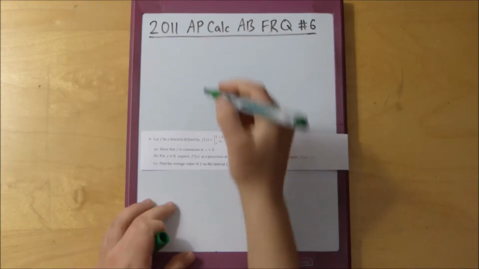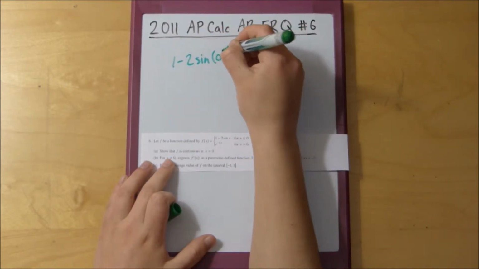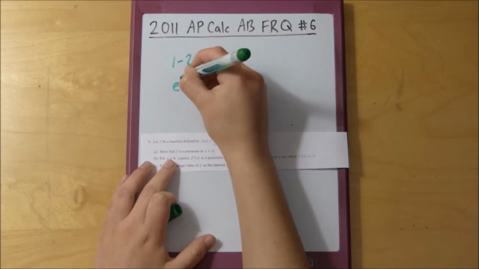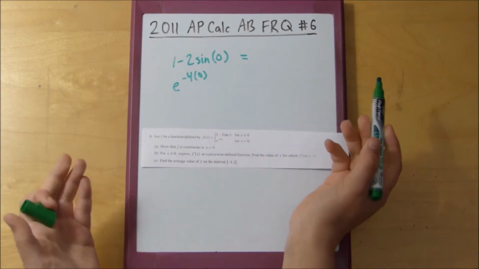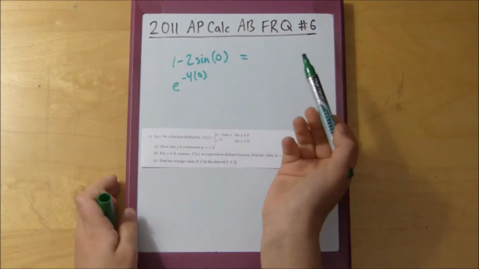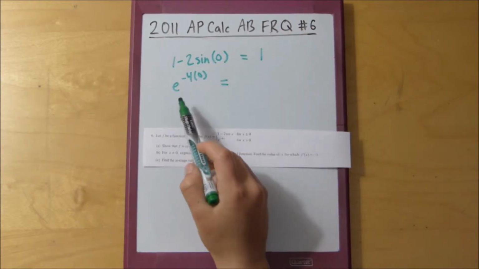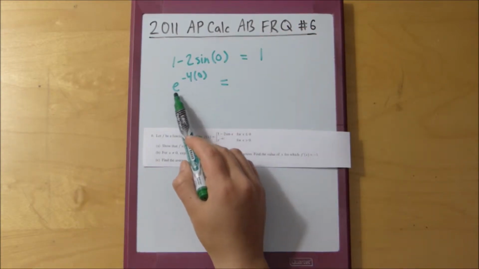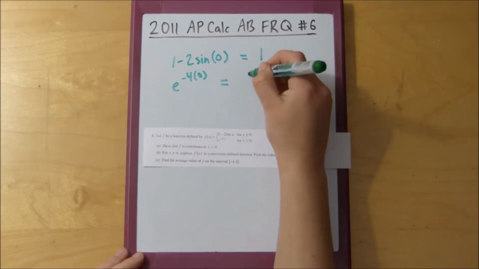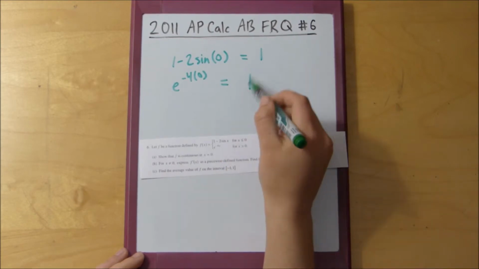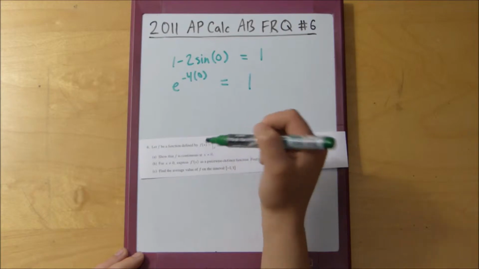So, plug in 0 into the first one and 0 into the second one. So we know that sine of 0 is just 0, and then 2 times 0 is also just 0, so this is 1 minus 0, which is 1. And then we have e to the negative 4 times 0, so that's basically just e to the 0, which, any number to the 0th power, is just 1. And because these two values are equal, f is continuous at x equals 0, right? Cool.